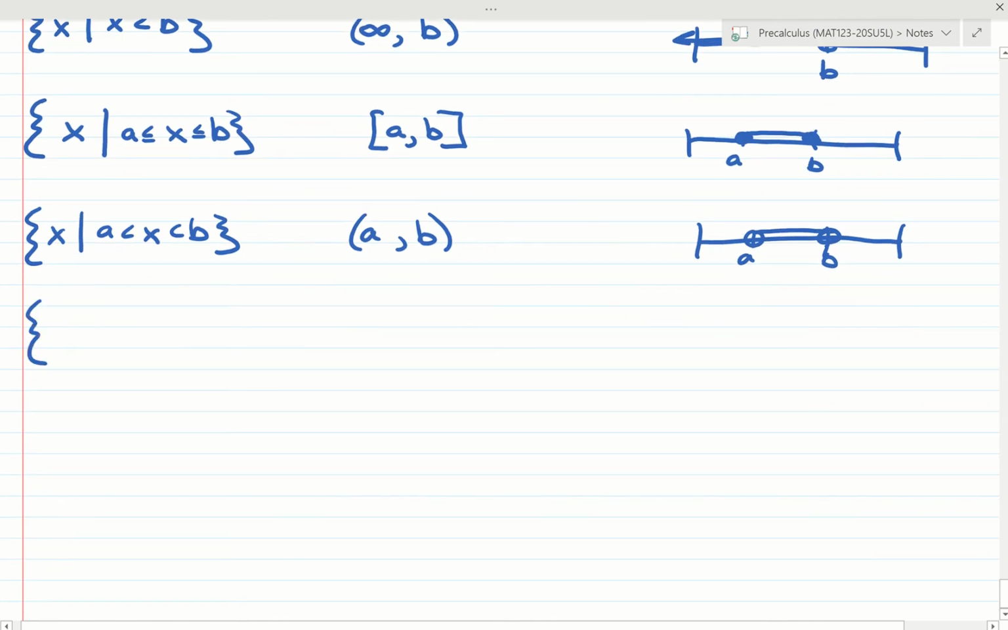What if we said x was the set of numbers such that x is any type of real number? This symbol right here just means element of.